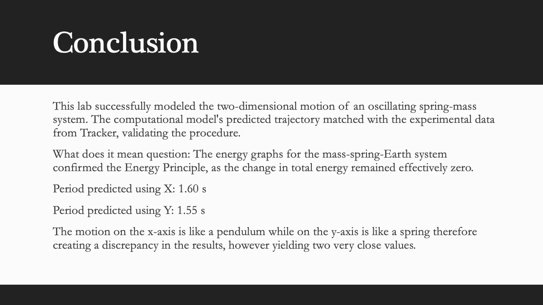And the period predicted by using just the x movement is 1.6 seconds. The one done by y coordinates is 1.55 seconds. And since the motion on the x-axis is like a pendulum, while on the y-axis is like a spring, there's a discrepancy in the results, but they still yield two very close values.